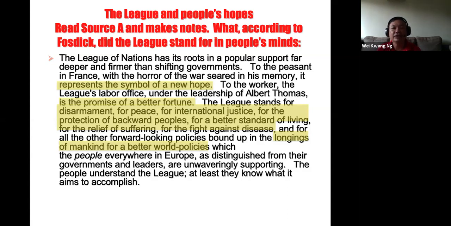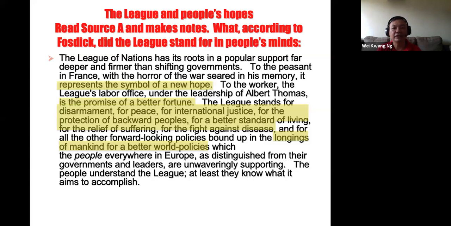So what is the League of Nations? What did the League of Nations stand for in the mind of the people? It is a symbol of hope. It's a promise of good fortune. If you look at the next few lines, the League stands for disarmament, for peace, for international justice, for protection of backward people, for better standards of living, for the relief of suffering, for fighting diseases, to work for the good of mankind, for better world policy. All these things are clear evidence of the lofty ambition that the LON had.